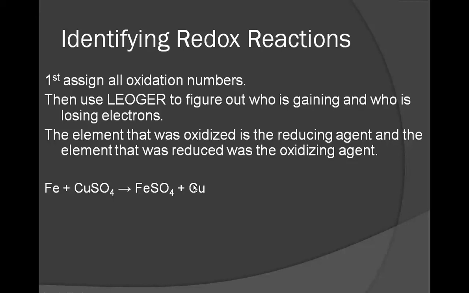On the other hand, copper goes from +2 to 0. It became less positive, which means it gained electrons. So copper gained electrons to go from +2 to 0, so it was reduced and therefore makes it the oxidizing agent.